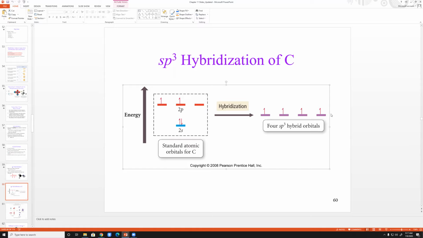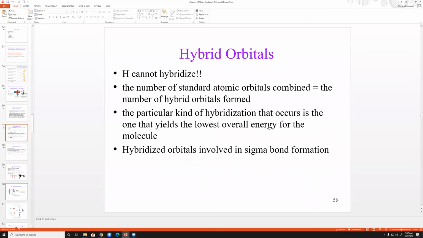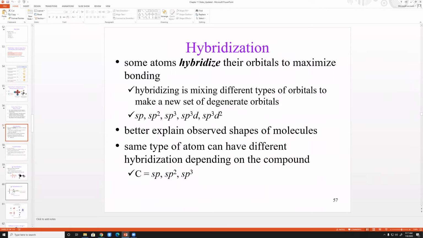So it hybridizes those orbitals, and it makes them on the same energy level, whereas an s is obviously lower energy than a p. So yeah, it's a good concept. That's what happens, and that's how you know it can bond that way. So going into the different types.